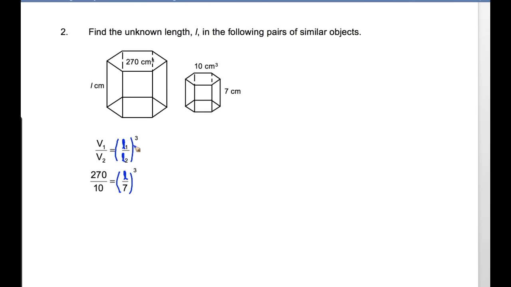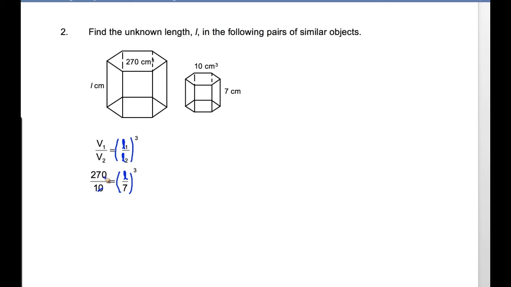We have a similar situation here where we have two similar objects, and again the ratio of the volumes is simply the ratio of the corresponding lengths cubed. But in this case, we are given the actual volume, and therefore the ratio of the volumes is 270 over 10 cm cubed. And this equals the ratio of their corresponding lengths cubed.